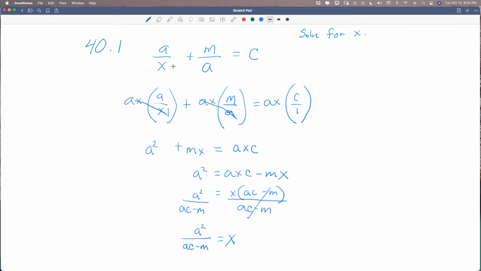This is how you figure out what x equals in this equation. And that's why these are called abstract equations, is because you don't actually get a real number. You just get a representation of the expression. Now let's try one more. Let's do 40.2. Let me clear the page.